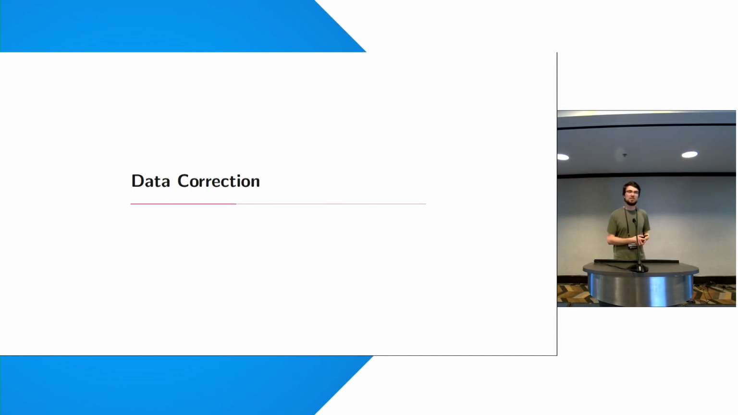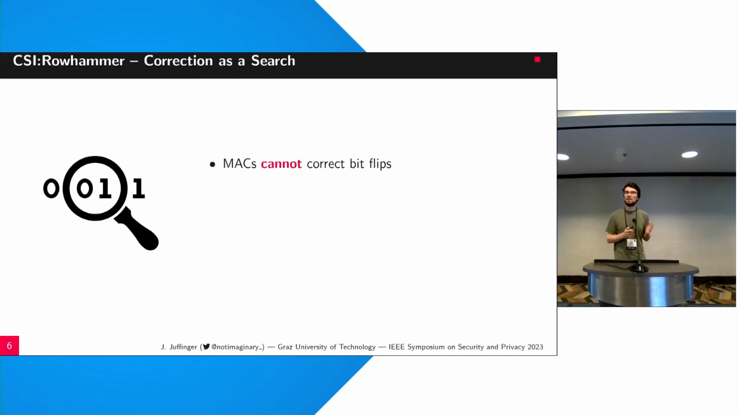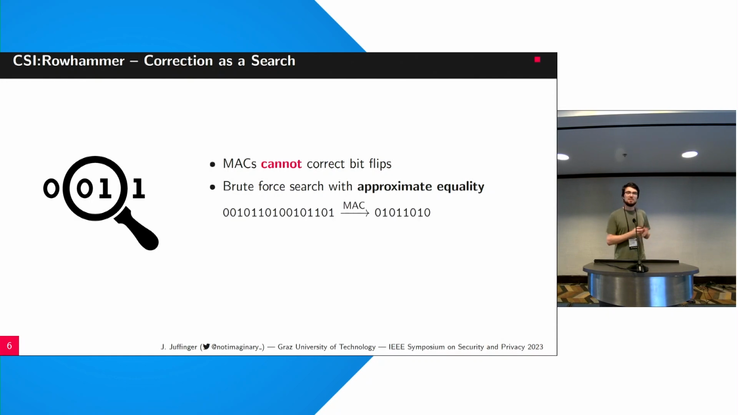Let's look at the data correction. MACs cannot correct bit flips. That's part of the design. So what we have to do is a brute force search with approximate equality. The MAC is stored in DRAM, which means that the MAC can also be hammered with Rowhammer, and single bits in the MAC could change.